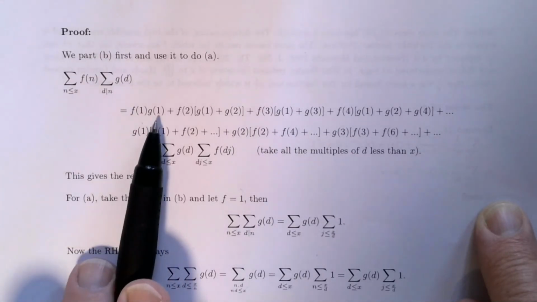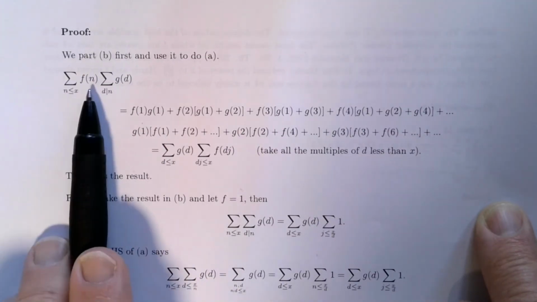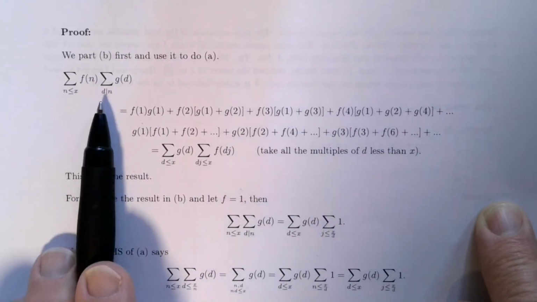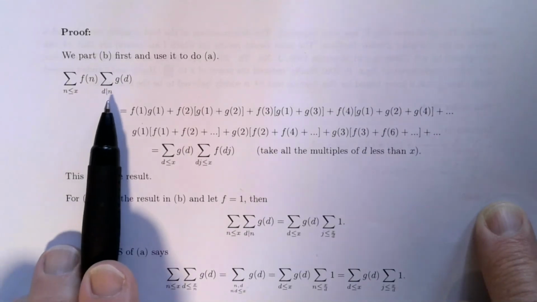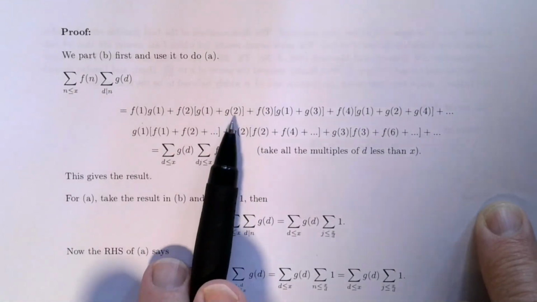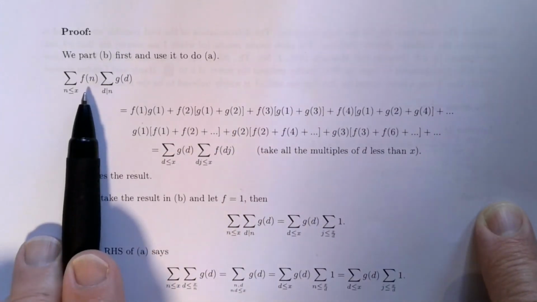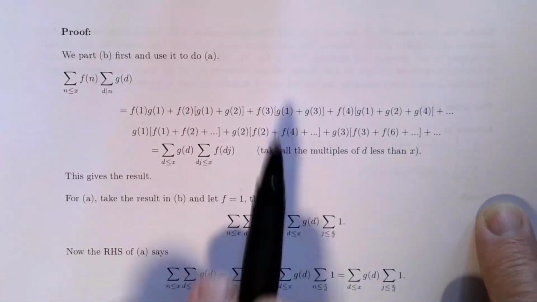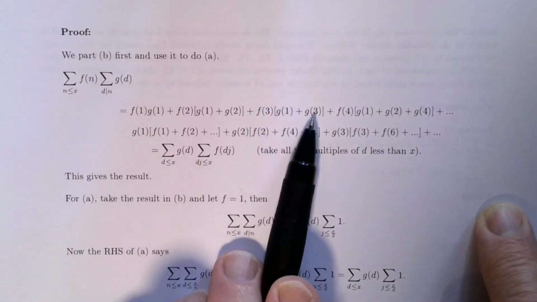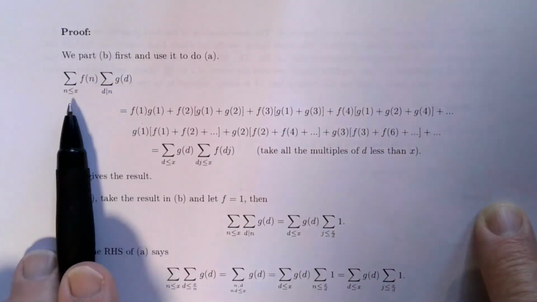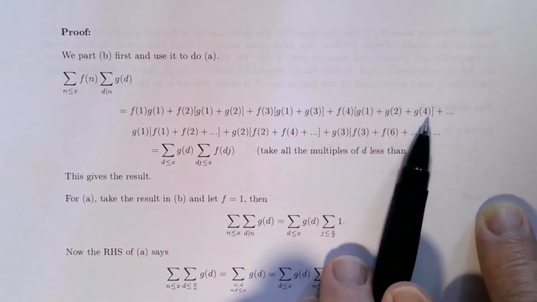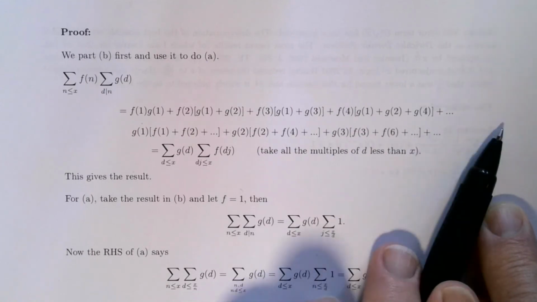That's the first term. Now I put n to be 2 in, so I get f of 2 times the sum over the divisors of 2. Well, that's 1 and 2, and that's the next term. Then I put n as 3 in, so I get f3, and the only divisors of 3 are 1 and 3. And then I put n as 4. Divisors of 4 are 1, 2, and 4. And then you just keep going.